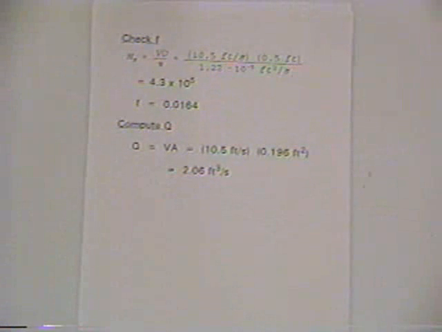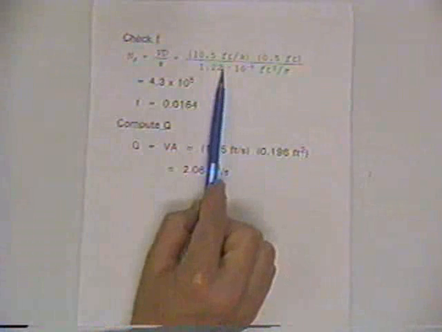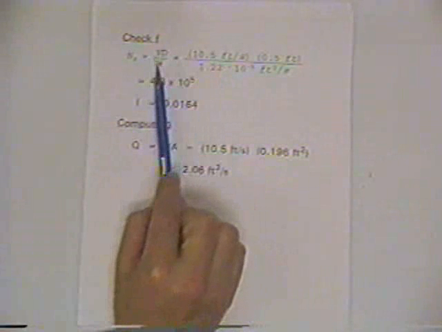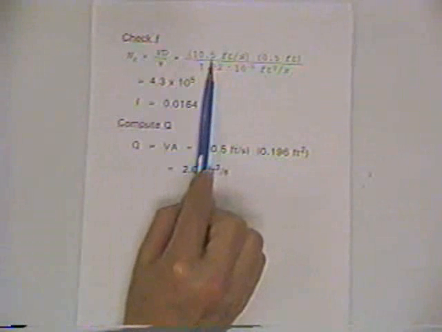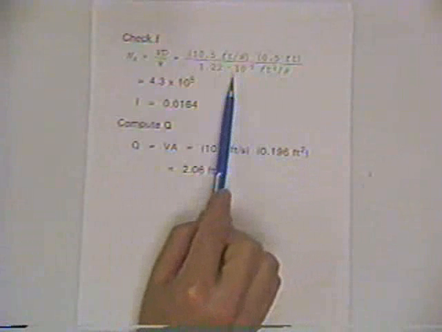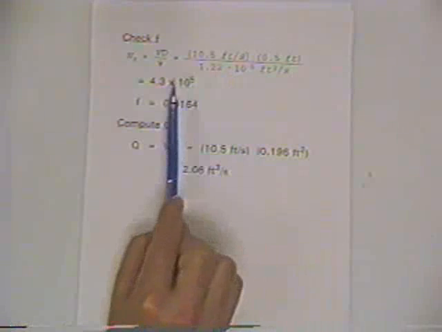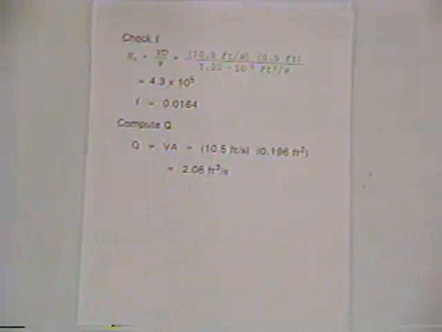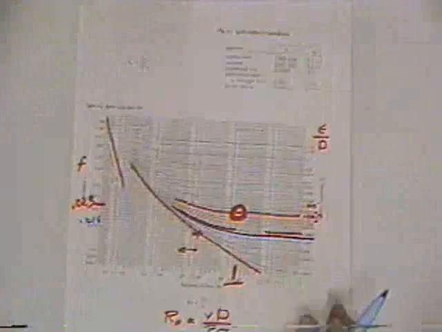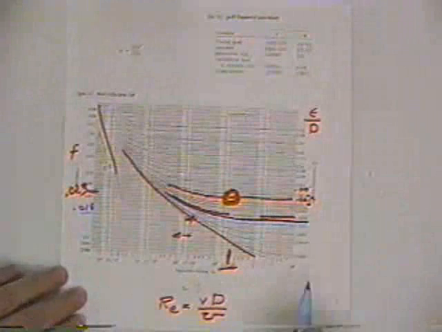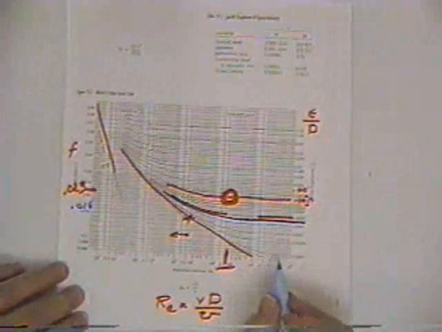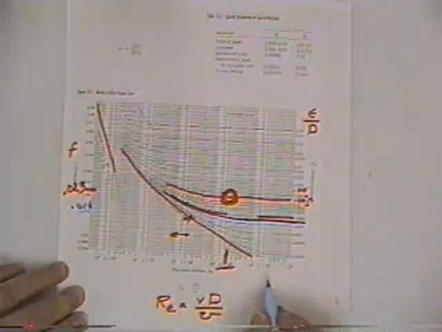And so having just computed the velocity, I can compute the Reynolds number. And so we say Reynolds number is velocity times the diameter of the pipe divided by the kinematic viscosity of the fluid. And we get a Reynolds number of 4.3 times 10 to the fifth. And we're hoping it's a big number, so it's far enough out so that the initial assumption is correct. And well, we got 4.3 times 10 to the fifth.